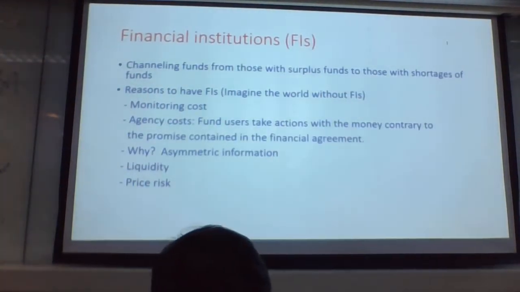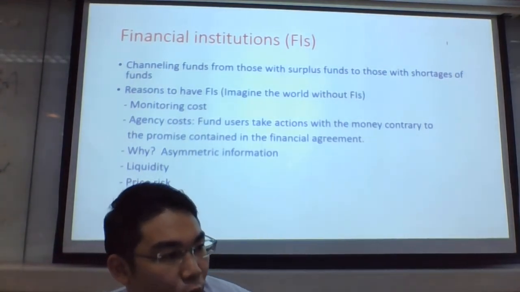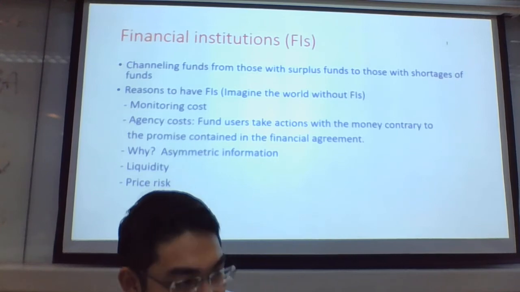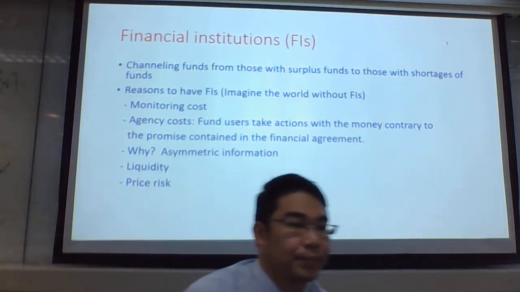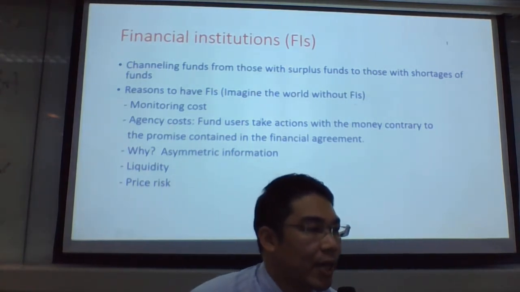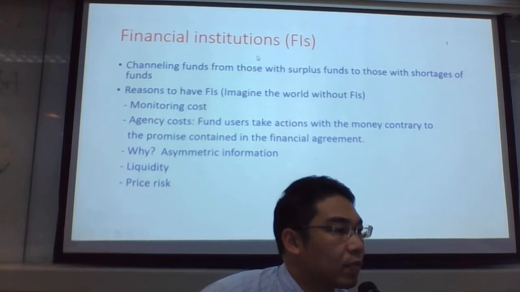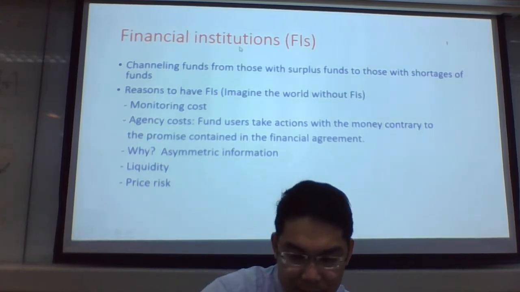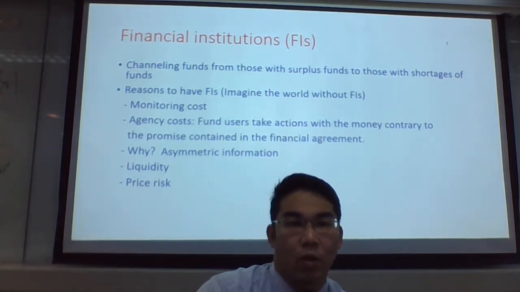Okay, before we proceed to the asymmetric information, I will just give you the overview of the financial institution first, the function and the roles of the financial institutions. You can see that the financial institution, I will talk on the slide. It is the institution that channels the funds to people with productive investment opportunities.